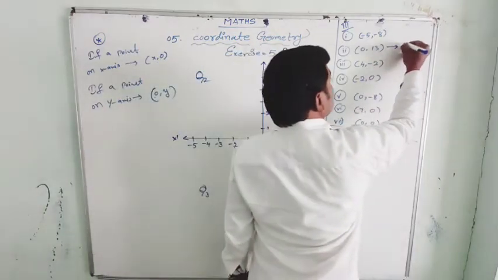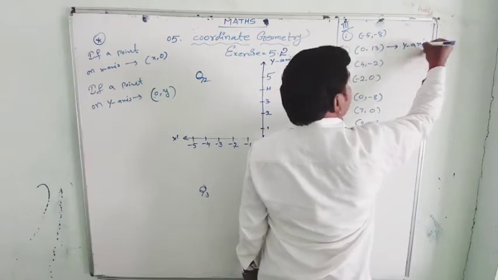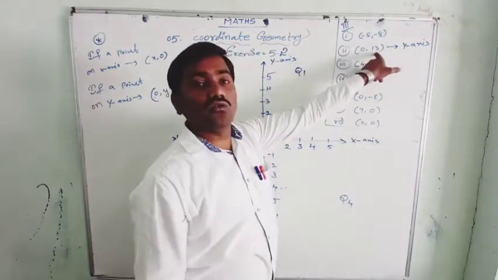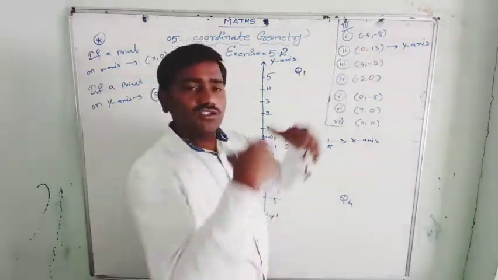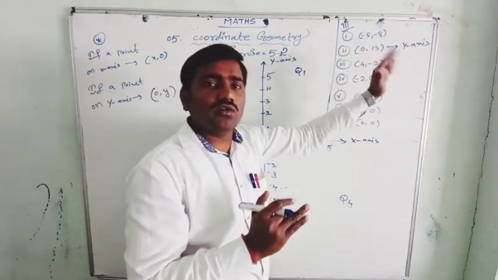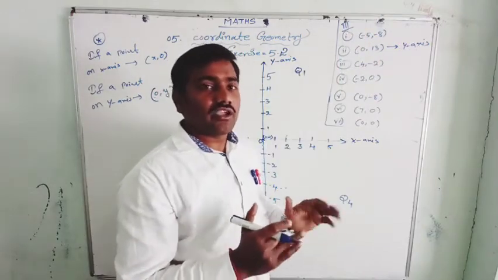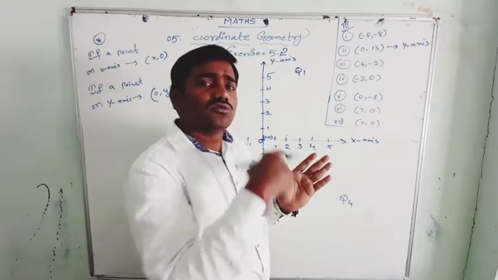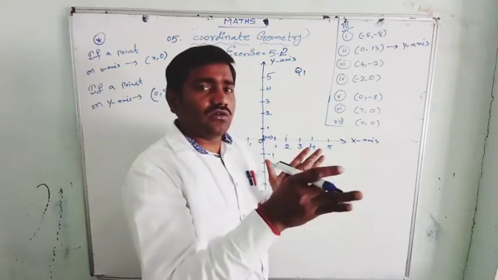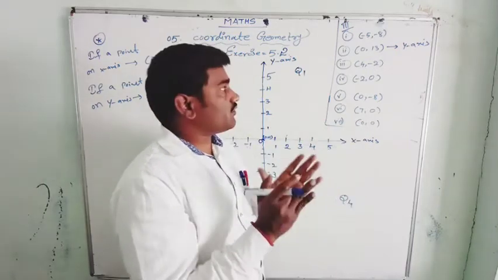So this is on the y axis because we have a y value. There is no x value. X value is 0 and we have only the y value. So it lies on the y axis. If we have only an x value and there is no y value, that means the y value is 0, then it lies on the x axis. This is what you need to remember.